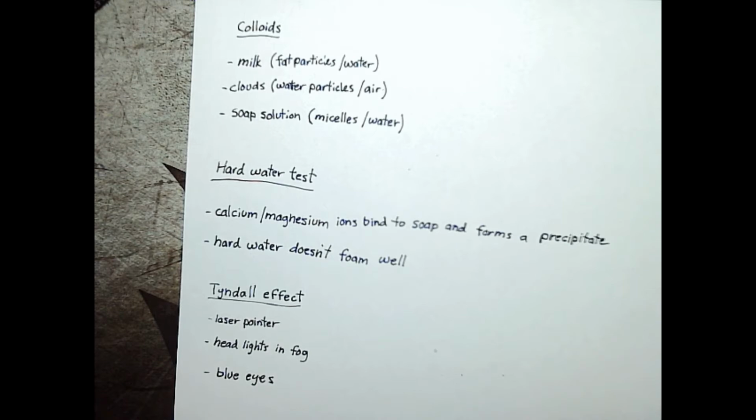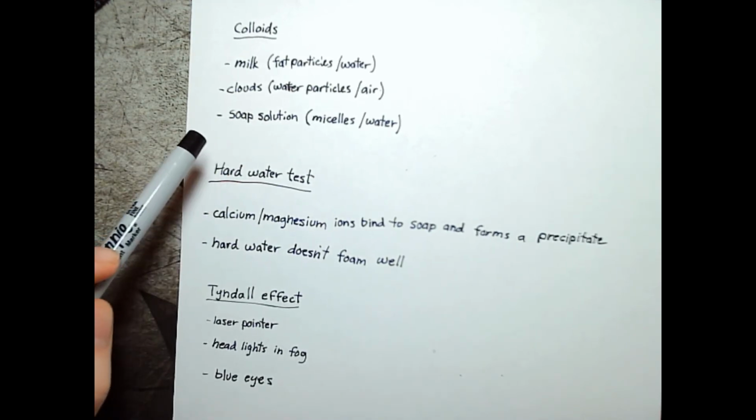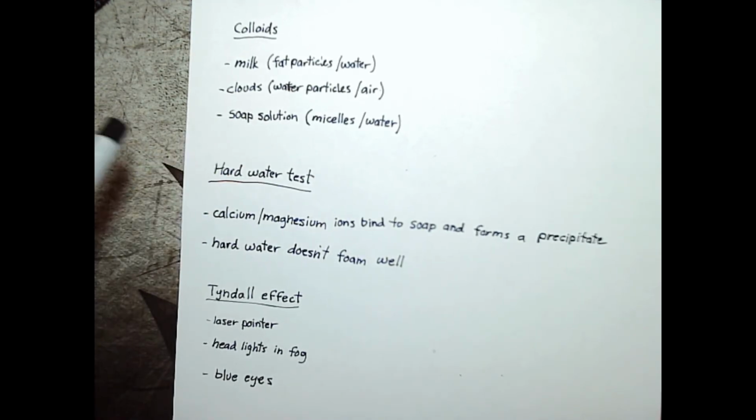Fat is generally insoluble in water, but because the fat particles are so small, they stay suspended and generally never aggregate. Unless bacteria make the milk too acidic, then you get clumpy milk. But another example are clouds. Those are just tiny water particles suspended in air. We'll be looking at soap solutions. Those are micelles dispersed in the water.